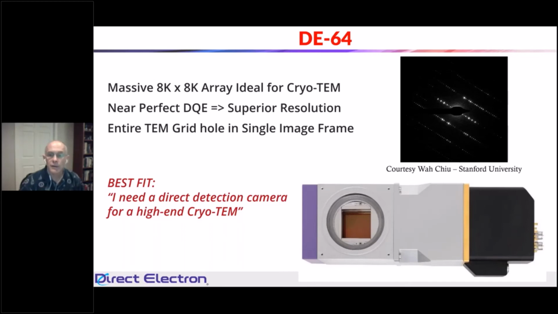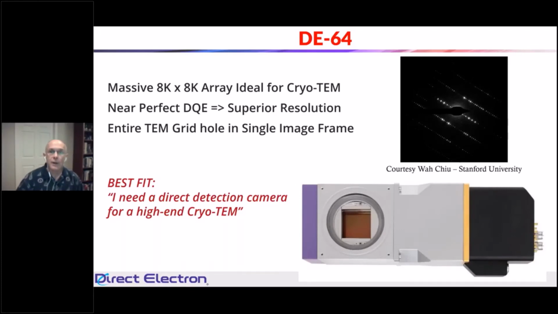If you go to our poster, you can see an actual movie of the tilt series from this data set. And then one last thing about the De16, because it has such a large array size, you can capture an entire grid hole in a single image frame, which allows you to do cellular tomography at a very high resolution.